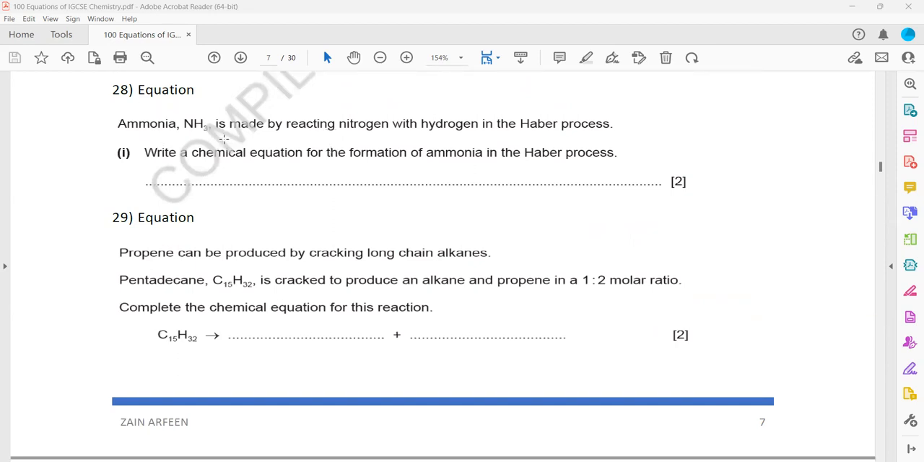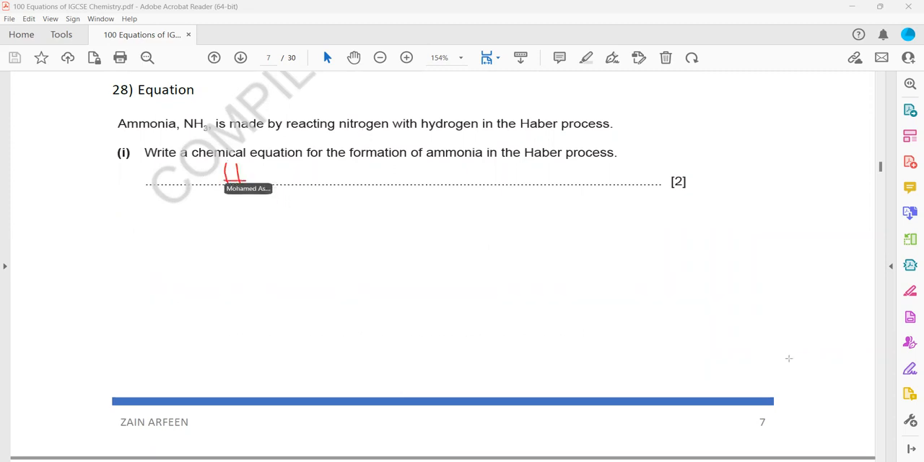In 28, ammonia is made by reacting nitrogen with hydrogen in a Haber process. Write a chemical equation for formation of ammonia in Haber process. Keep in mind that Haber process is a reversible reaction. So first, nitrogen and hydrogen are reacting. Hydrogen should be H2 and nitrogen should be N2 because both are non-metals. Non-metals exist as molecules. So N2 plus H2 gives NH3. Then the equation must be balanced.